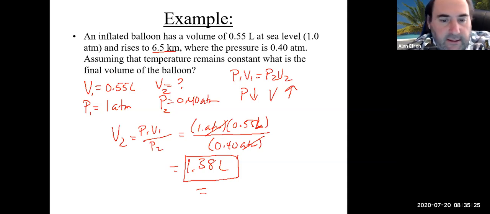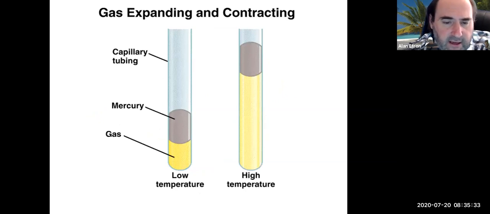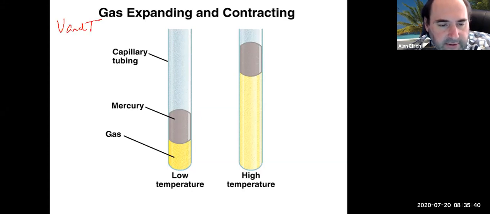So the next thing we're going to look at is the relationship between volume and temperature, and also pressure and temperature, holding obviously the other one constant. So, the relationship here between volume and temperature, keeping pressure constant.